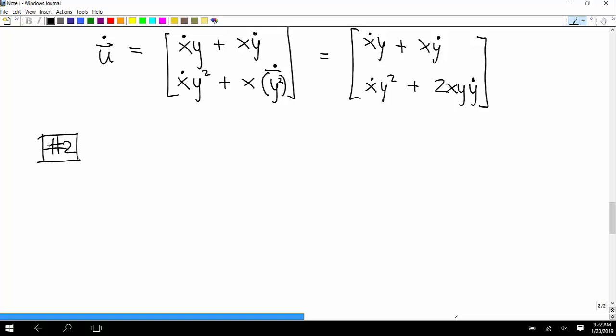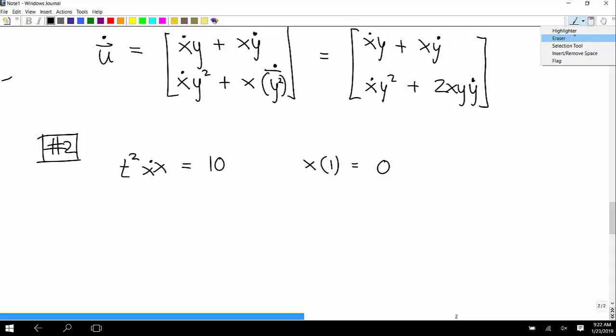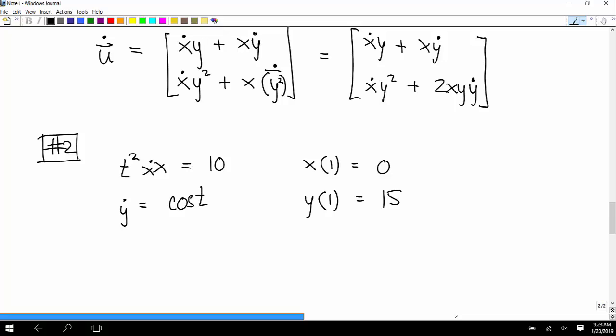All right, so this is a system of differential equations. So t squared x dot x is equal to 10. And the boundary condition corresponding to that one is that time is equal to 1, x is equal to 0. And then the second equation says y dot is equal to cosine t. And the boundary condition for that one says when time is equal to 1, y is equal to 15.